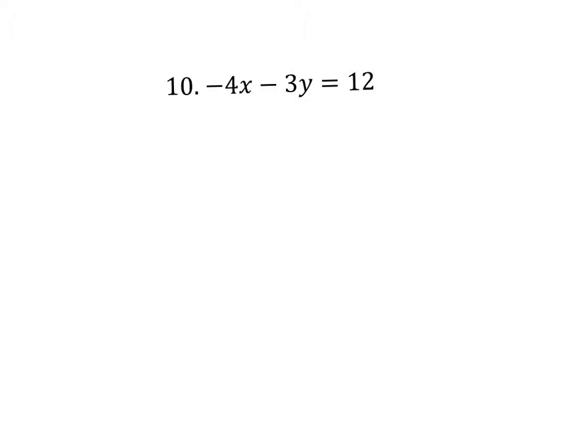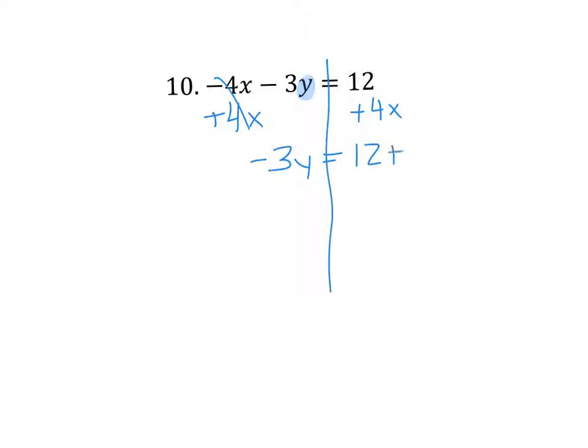All right, so trying to get y by itself here. So first thing I need to do is get rid of that negative 4x. Since it's negative, my opposite operation is add 4x to both sides. And I'm left with negative 3y equals 12 plus 4x, right? 12 and 4x are not like terms, so they just get written as you see them.